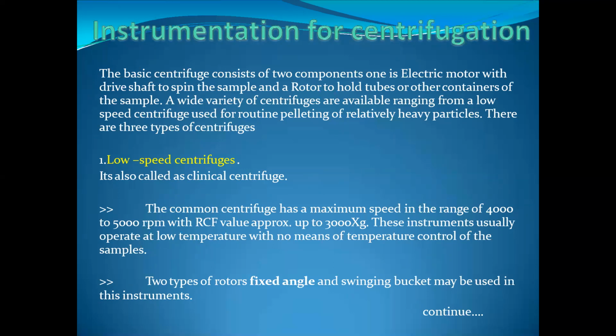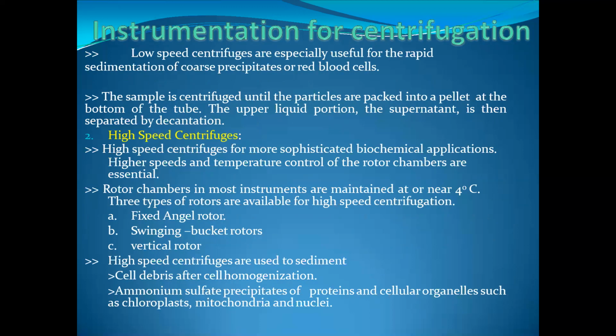Two types of rotors, fixed angle and swinging bucket, may be used in these instruments. Low speed centrifuges are especially useful for the rapid sedimentation of coarse precipitates or red blood cells. The sample is centrifuged until the particles are packed into a pellet at the bottom of the tube. The upper liquid portion, the supernatant, is then separated by decantation.